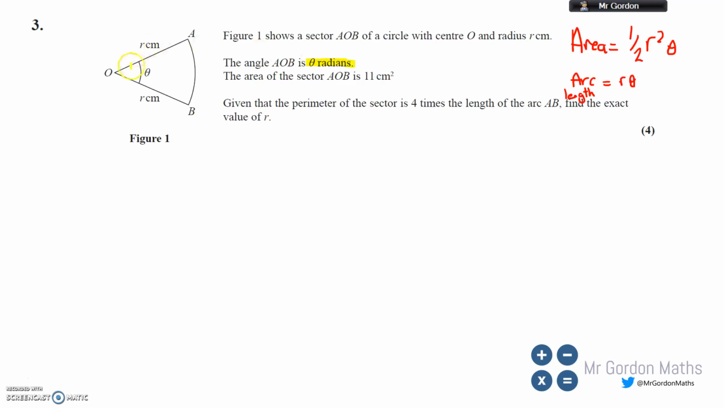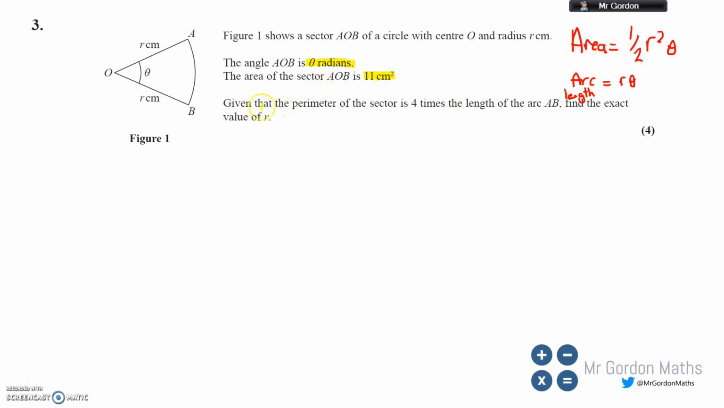We've got the sector AOB. Centre is at O, and the angle is just theta. So the area of the sector is 11 centimetres squared, so we're given the actual area. The formula for the area, which you should know, in radians is a half r squared theta. That should be in your mind ready to go.